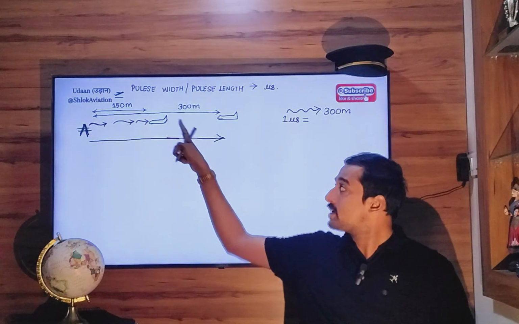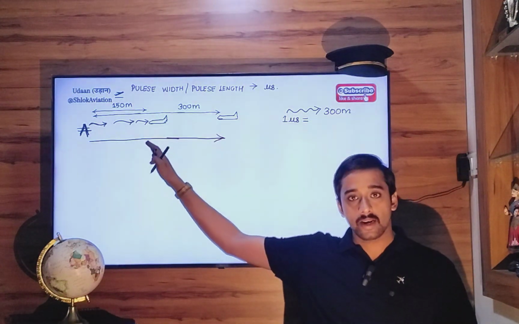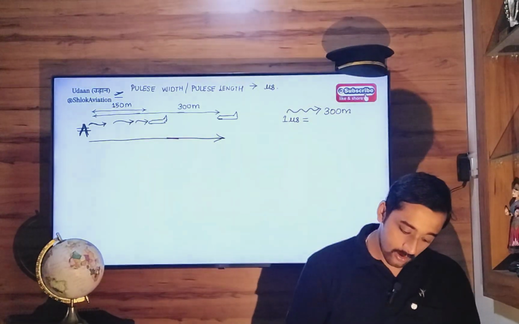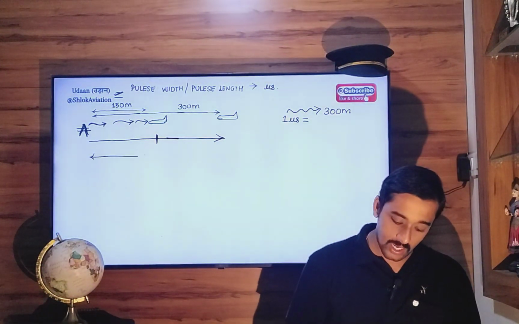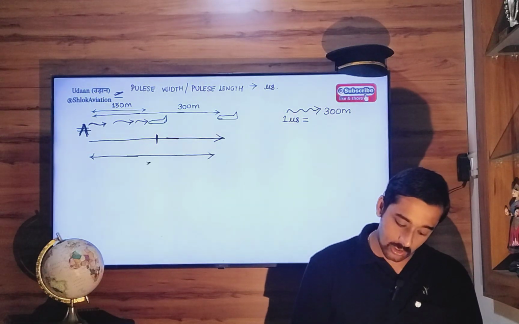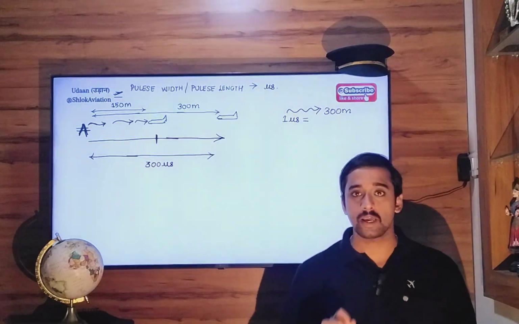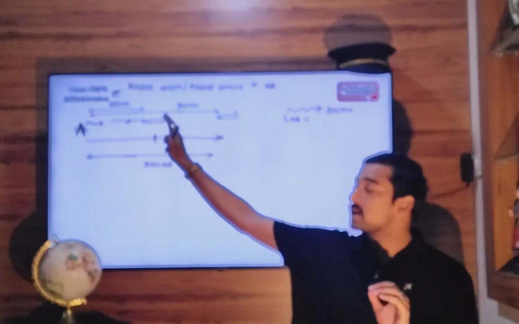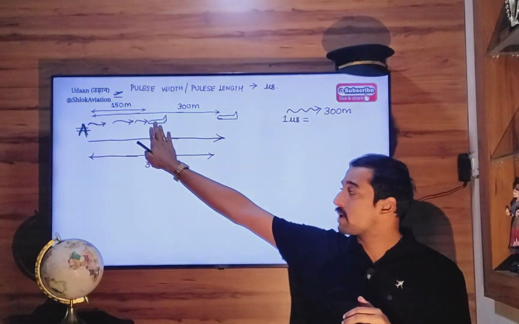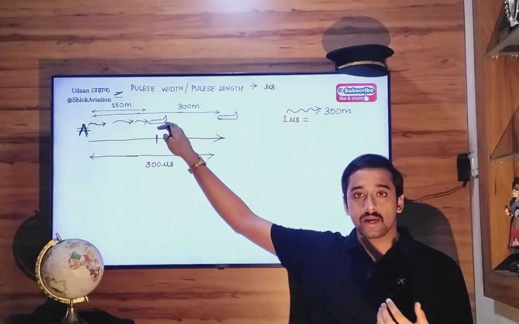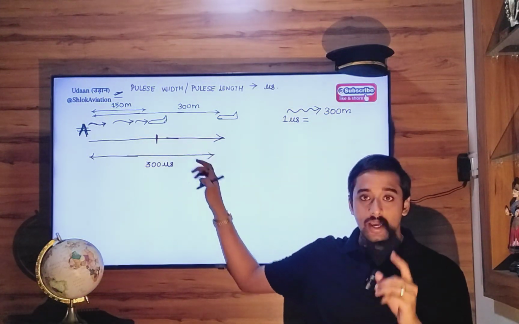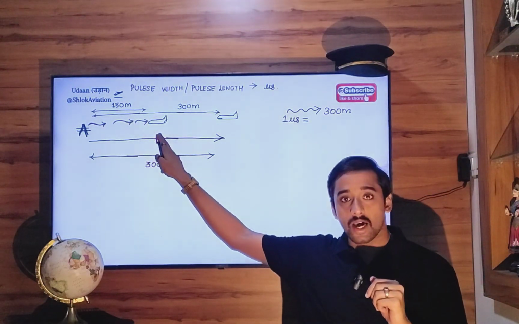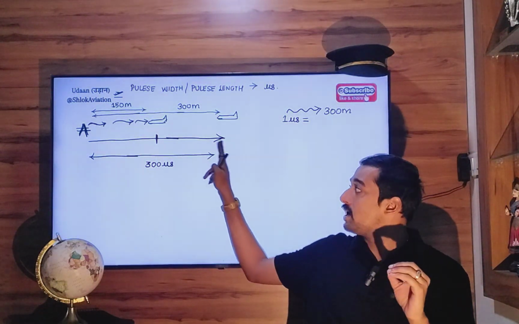Now if any target is at 150 meter, which is half the 300 meter, that means the pulse that is going to reach this target will be half of this entire pulse width. The entire pulse width is 300 microseconds. Half of it is 150 microseconds. So if there's any target less than 300 meters from the transmitter, 150 meter, 200 meter, 250 meter, any value less than 300 meter, the pulse that is going to reach the target will be less than 300 meters.